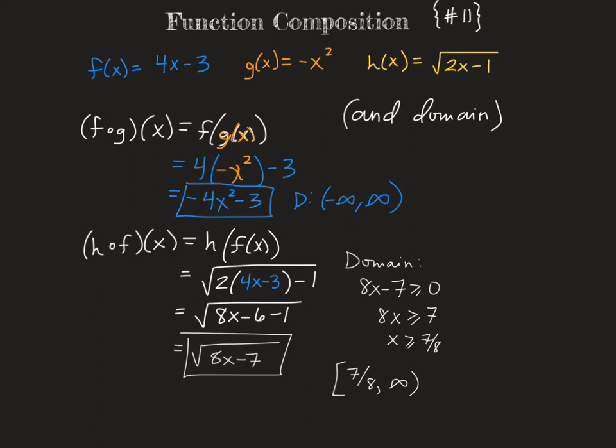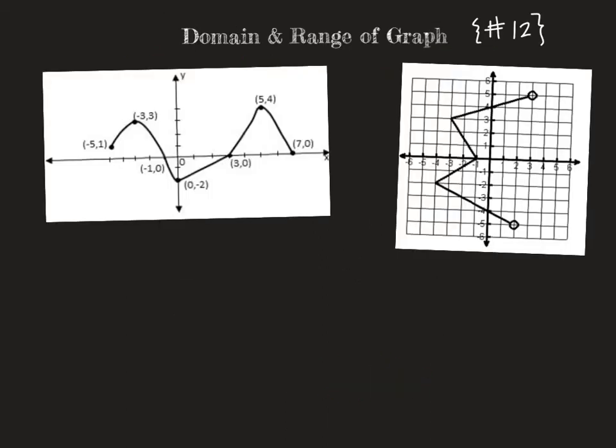Okay, we are plugging in f of x, which is 4x minus 3, into the h of x function for x. So we'll distribute the 2 through to get 8x minus 6, and then we have the -1. Combining like terms gives us the square root of 8x minus 7. Since x is under a square root, we do have a restriction on our domain. We just did this in a few problems previous to this. So here's our domain.